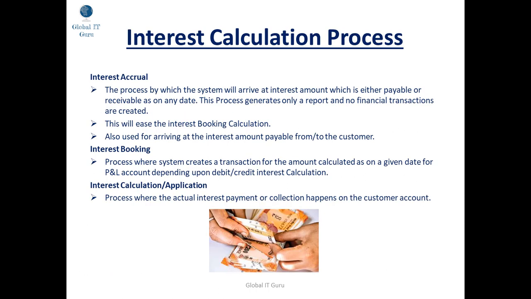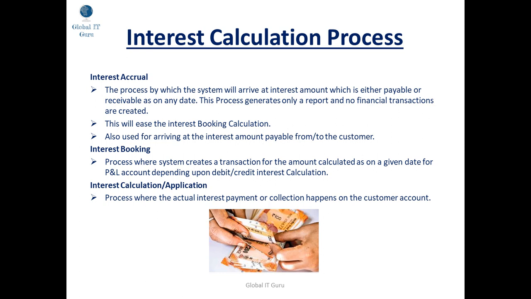Coming to the next slide, we have the interest calculation process. We have three parts for the interest calculation. First is interest accrual. The process by which the system arrives at the interest amount which is either payable or receivable as on any date. This process generates only reports and no financial transactions are created. So it is very important that as part of the interest accrual, there will not be any financial transaction. Only the interest amount will be calculated for the particular day and stored in some data table for further reference. This will ease the interest booking calculation. It is also used for arriving at the interest amount payable to the customer.